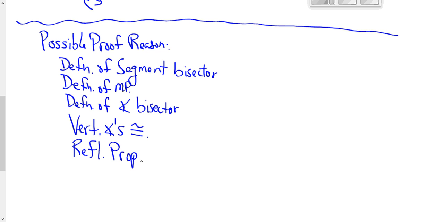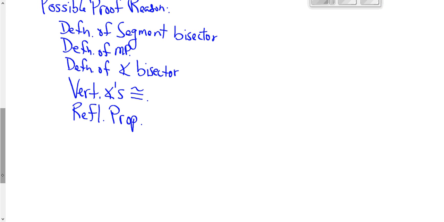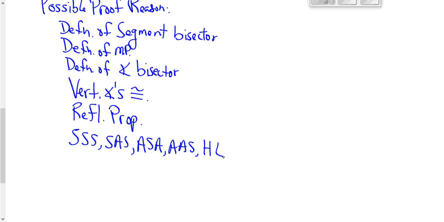All right. And then, to prove that two triangles are congruent, what do we have? Yeah, all that stuff. And we have CPCTC. What is it? Corresponding parts of congruent triangles are congruent. CPCTC.